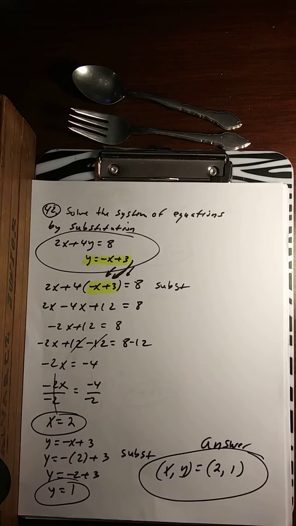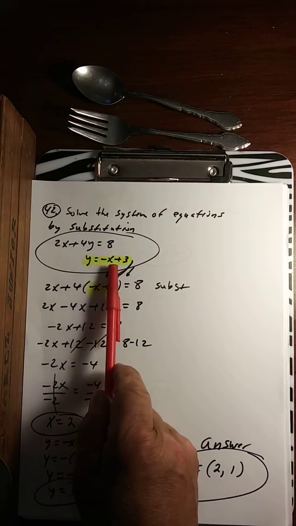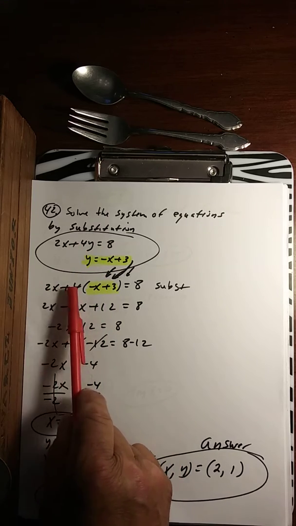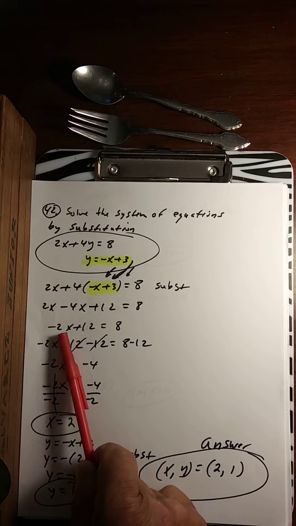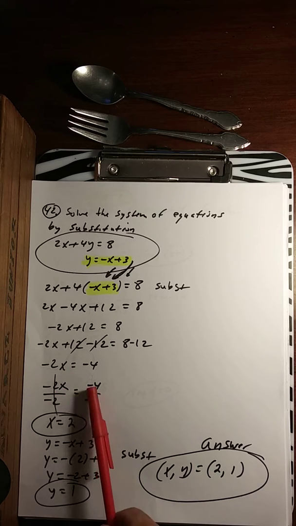Go to the next one. We have to solve the system of equations by substitution. So y equals this, put it in there for the other one. So we have 2x plus this, 4 times that, negative 4x, that's going to be 12. So now we have negative 2x plus 12 is this, minus 12, minus 12, so negative 2x is this, divided by negative 2, divided by negative 2.